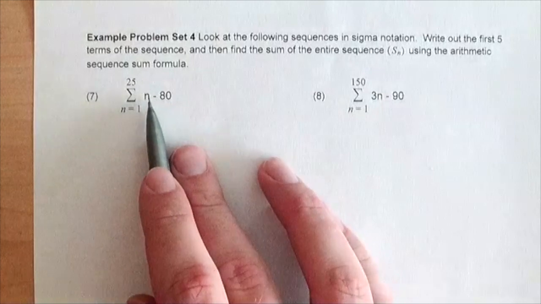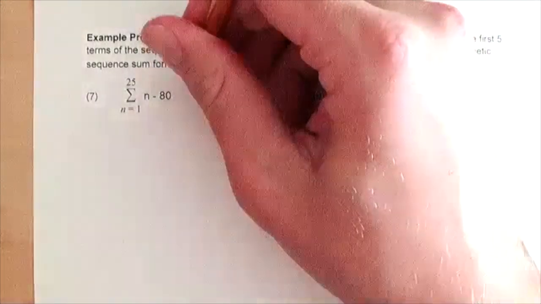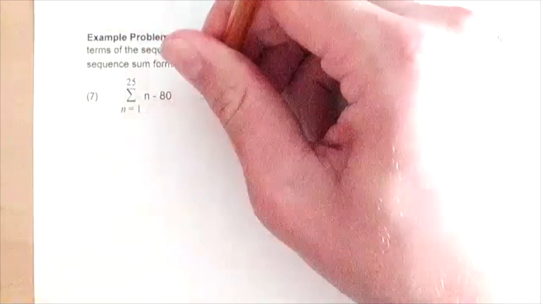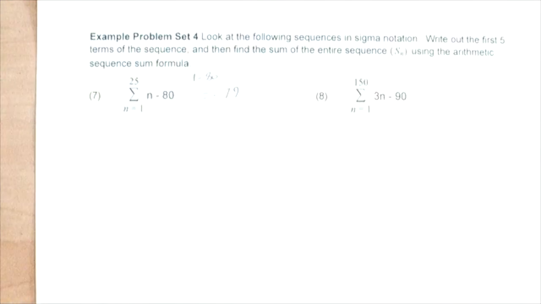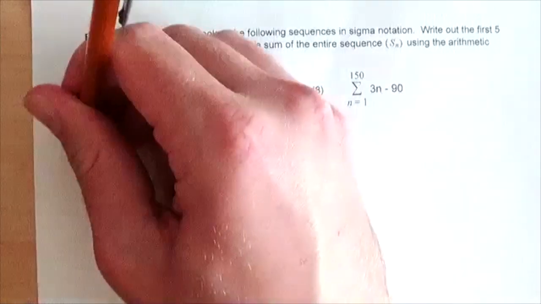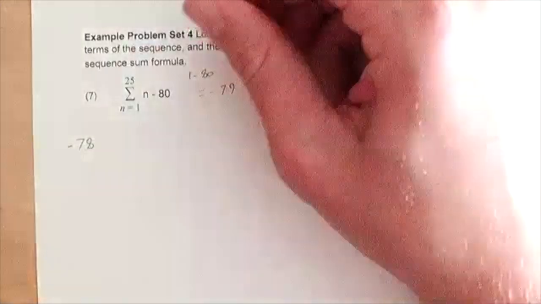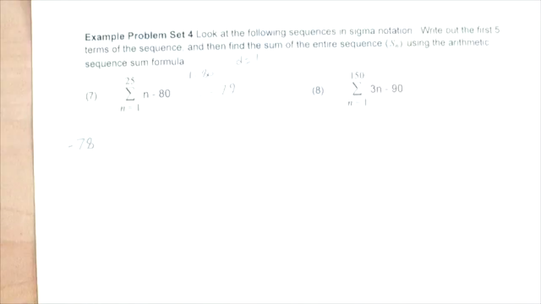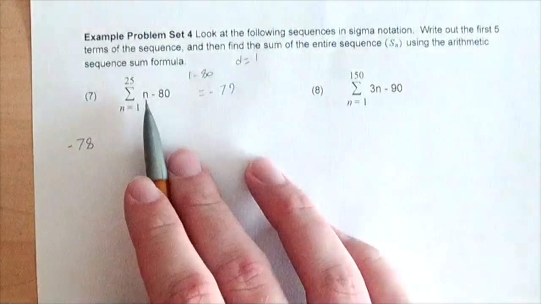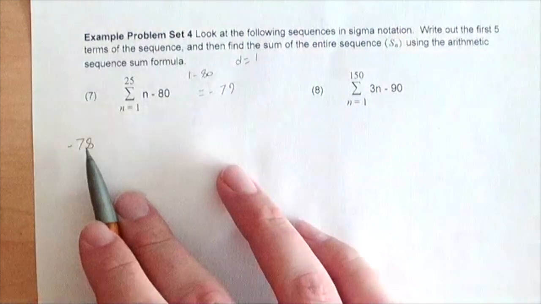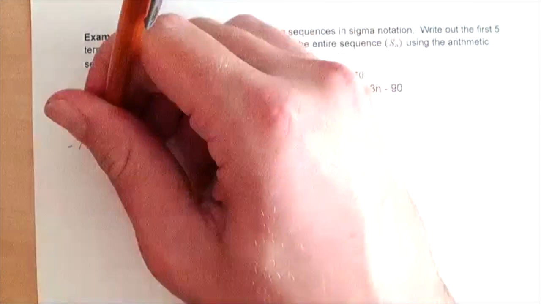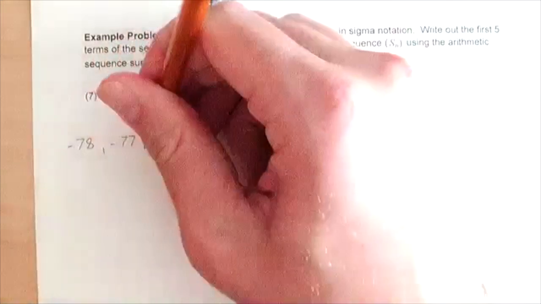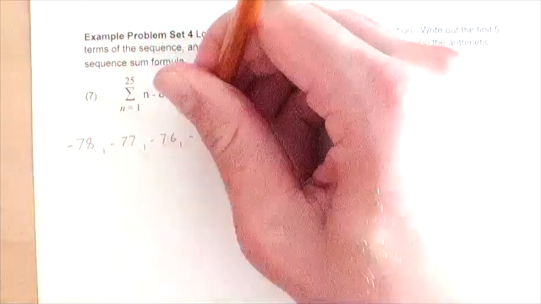We're going to plug in 1 here. So it's just 1 minus 80, which is equal to negative 79. So the first term is negative 79. And we can identify the common difference here as 1 because there's no number connected to n. So if the common difference is 1, that means the number is getting 1 greater every single time. So that's going to be my sequence.